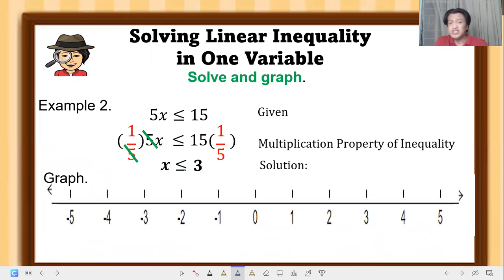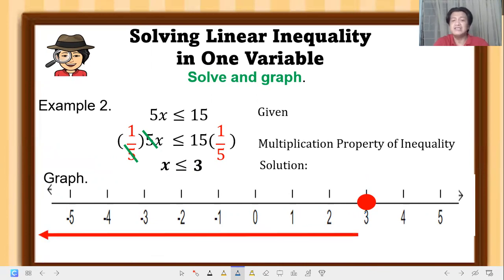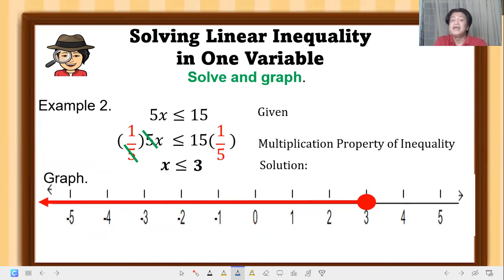Since there are two conditions here, less than or equal, you are going to encircle the 3. Ibig sabihin, included po sa solution set yung 3 na yan. Okay, ibig sabihin, ano yung direction natin, left or right? That is going to left. Kasi nga, less than or equal to 3, start with 3, kasama yung 3 dyan. Kaya 3, 2, 1, so on so forth.